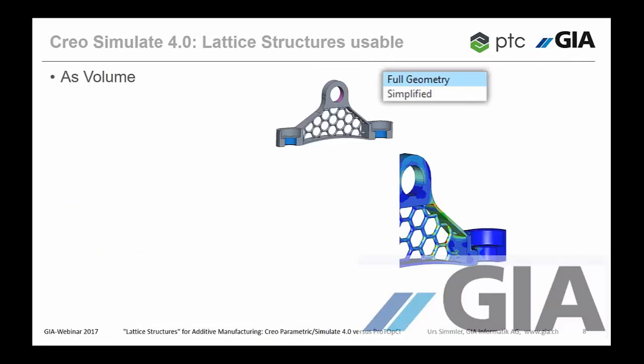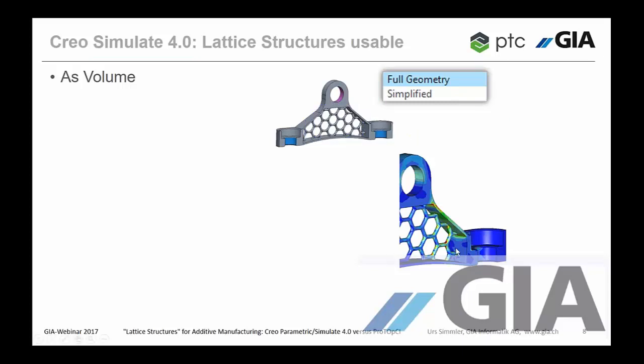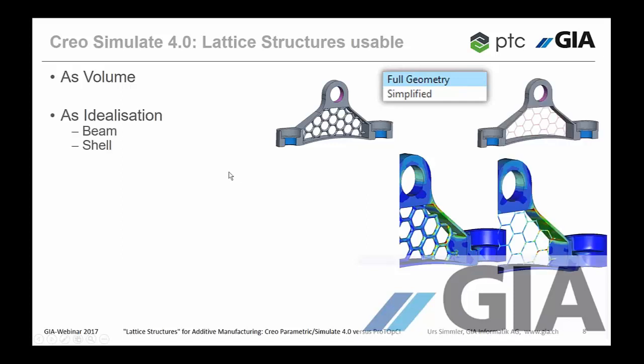And this information can also be used in Creo Simulate to see the structural behavior of this new lattice structure. We have here two capabilities. We can use the full geometry to make the simulation. That means we are taking this volume geometry, and we can calculate our stresses with the help of that volume, and we can see here the detailed stresses in our lattices.